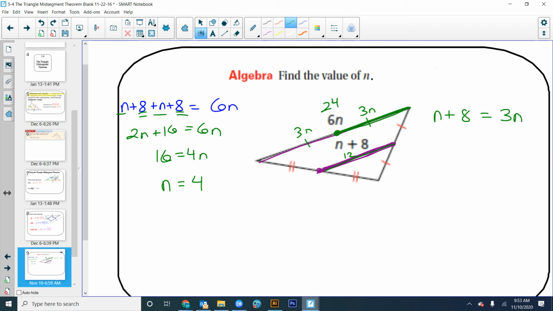Yeah. Now if we solve this one over here, we'd subtract n from both sides. We get 8 equals 2n. And divide by 2, n equals 4 that way as well. Both of those are fine with me. What is not fine with me is if you set those equal.